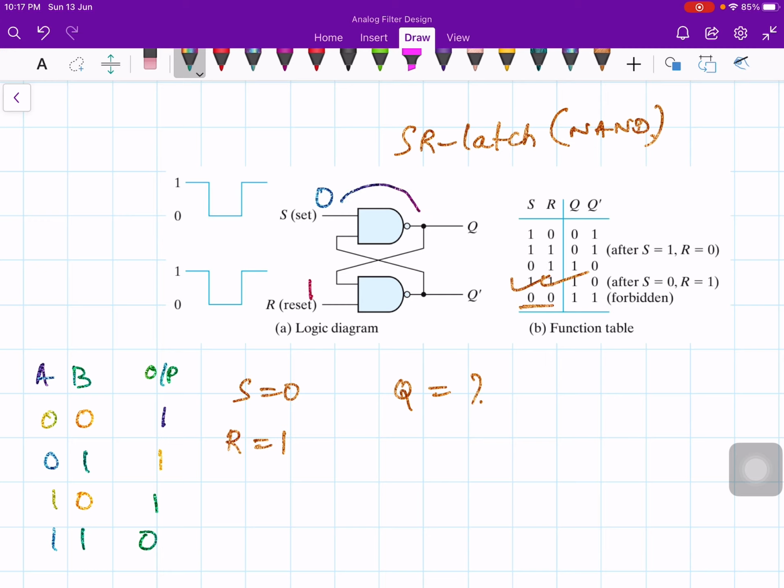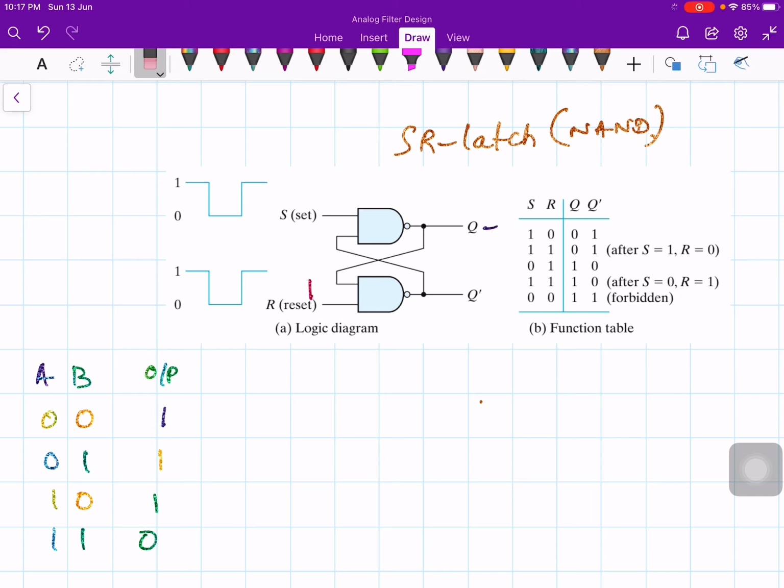Start the analysis from here. If any one input is 0, therefore the output is 0. So yes, Q is 0. If Q is 0, Q bar is 1. This is called a reset condition. Or else let us go properly as in the function table.